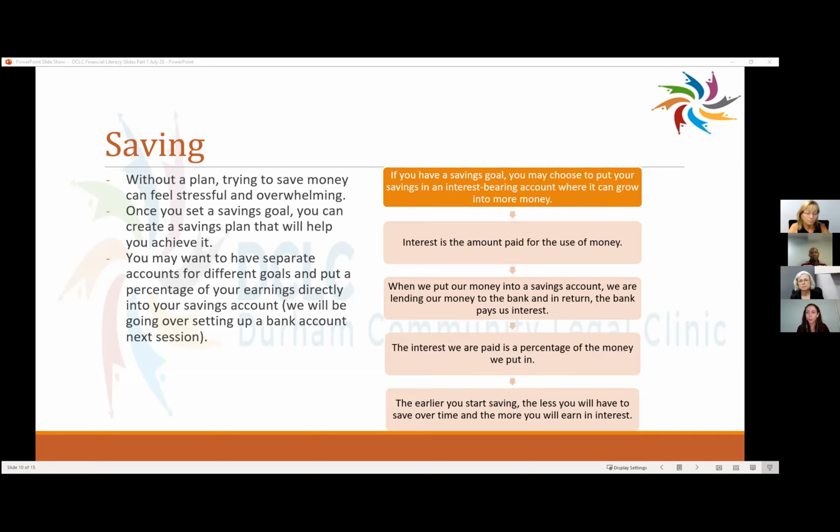So if you did choose to put your savings into a banking account for your goal, you may choose to put it into an interest-bearing account. And this way your money can grow into some more money.